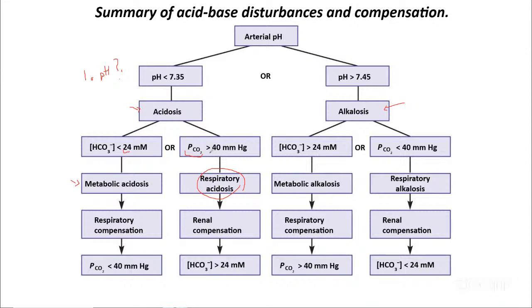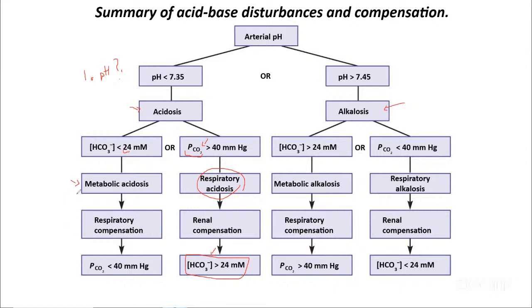Now we pull in the compensation piece. For respiratory acidosis, we're going to fix that with our kidneys, renal compensation. So we're going to see that to compensate with our kidneys for this high level of CO2, we're going to need to pull our bicarbonate levels up. So if you're in respiratory acidosis, you're going to see a combination of high CO2 and rising, higher bicarbonate levels trying to make up for it.